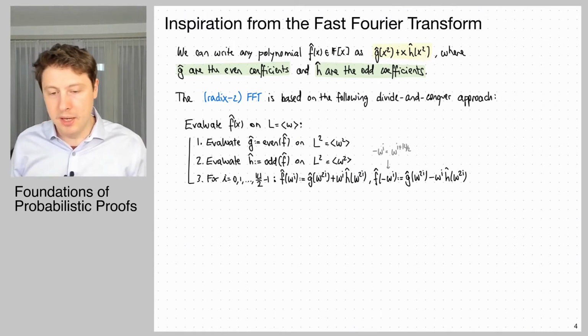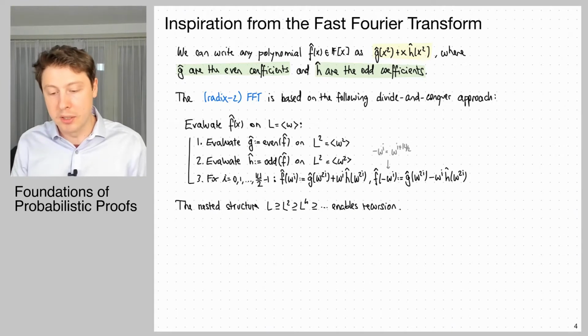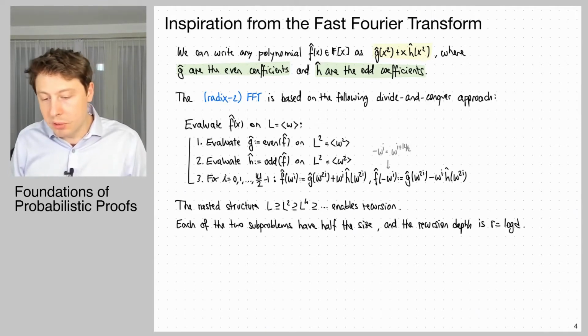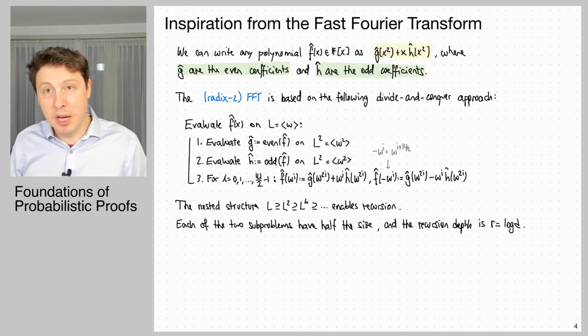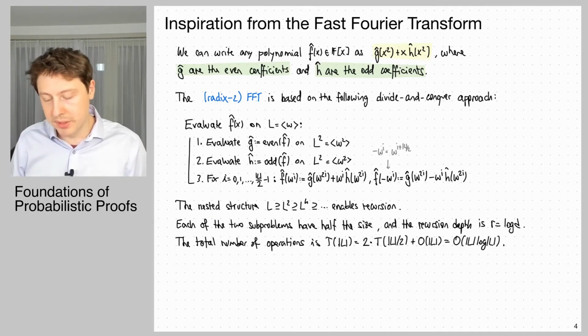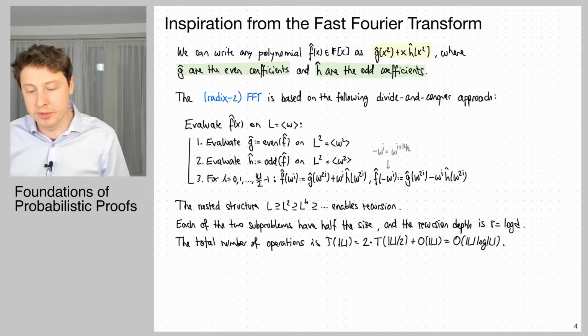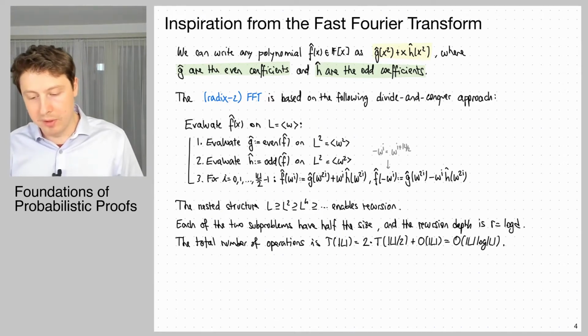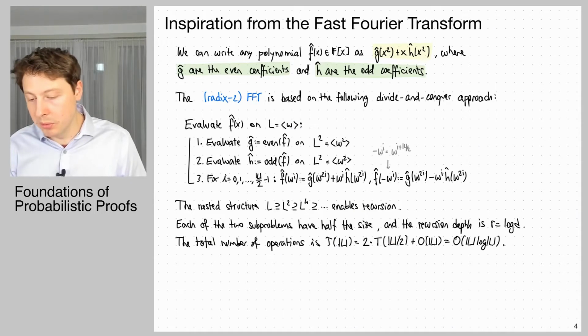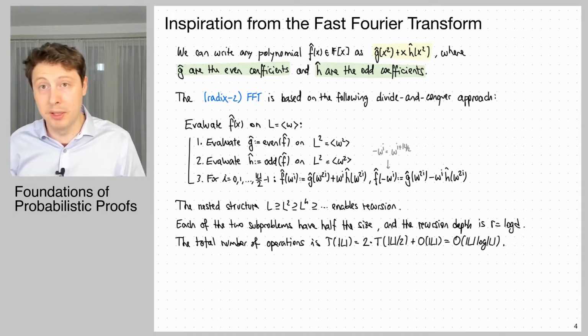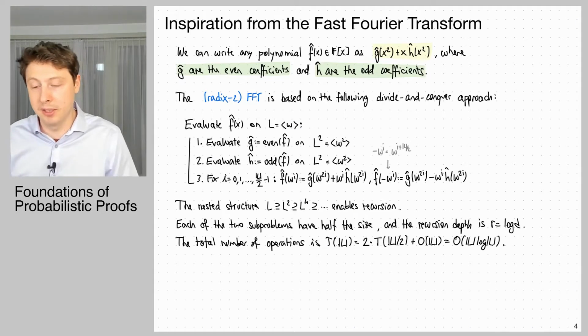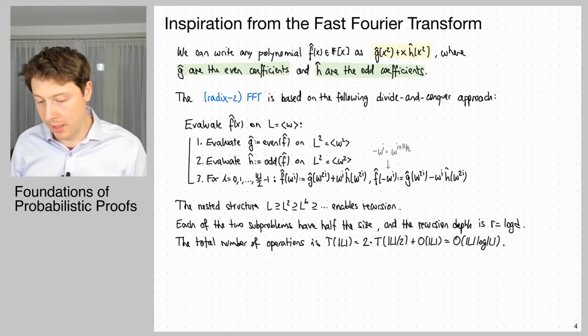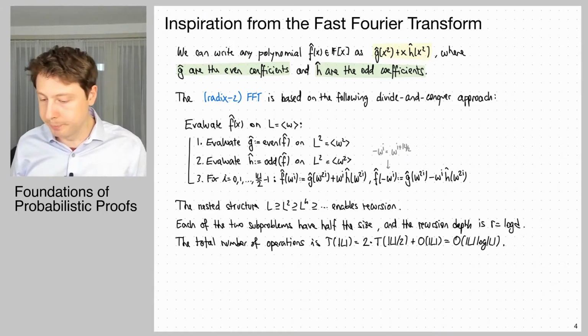So this is the fast Fourier transform, the nested structure that as you square the domain, it's contained in itself, enables the recursion. Each of the two subproblems has half the size, and recursion depth is logarithmic. This gives you the very familiar recursion that the number of operations to solve a problem of size L is 2 times L over 2 plus linear work for combining, and this works out to be the n log n that makes the FFT powerful compared to the naive quadratic algorithm for evaluating the polynomial on the domain.